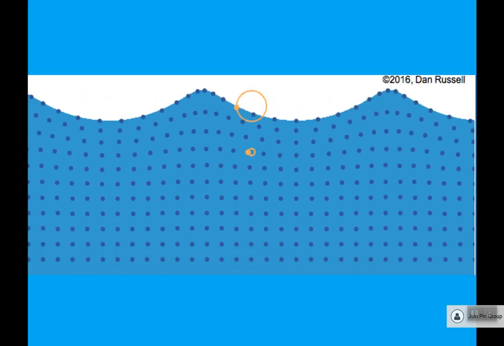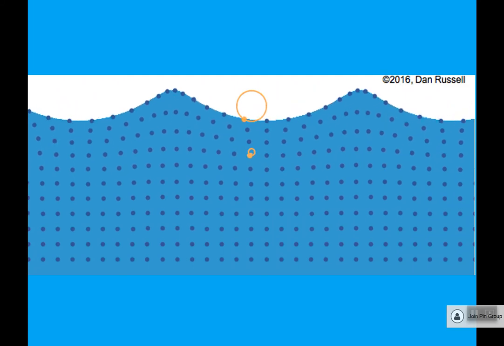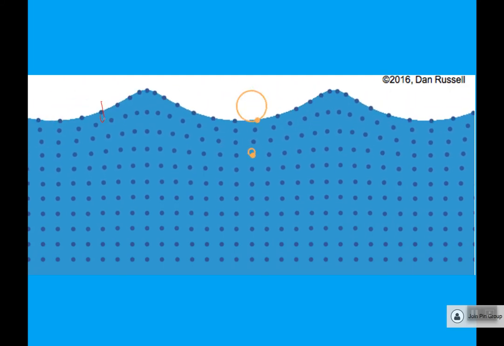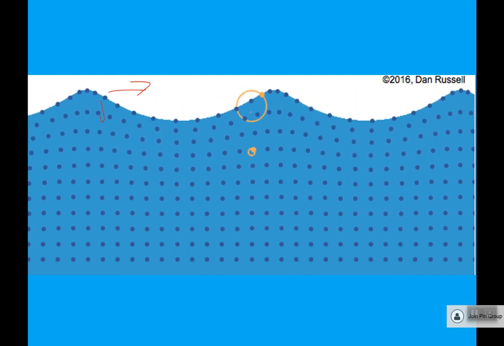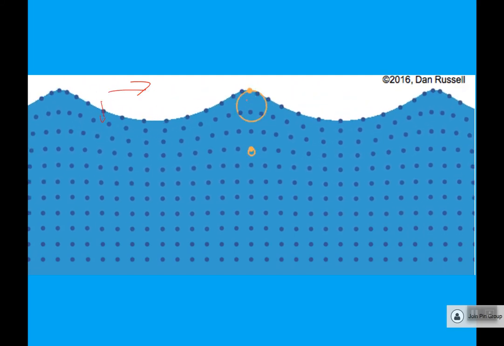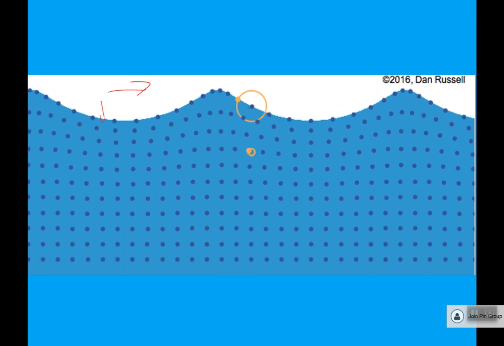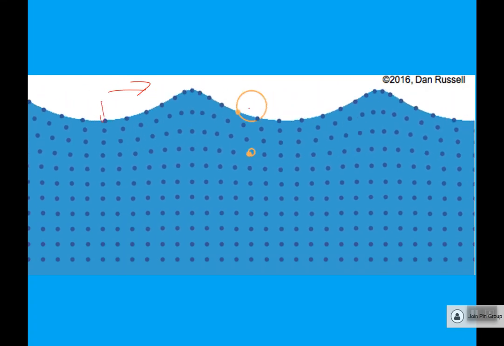If you look at this water wave, it's a transverse wave because these are going perpendicular to the energy. What you can say is if you look at that particle there, that particle's not actually going anywhere. It's oscillating, but it's not really going anywhere.